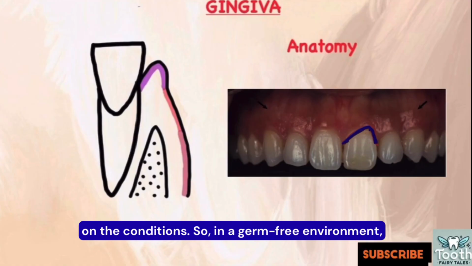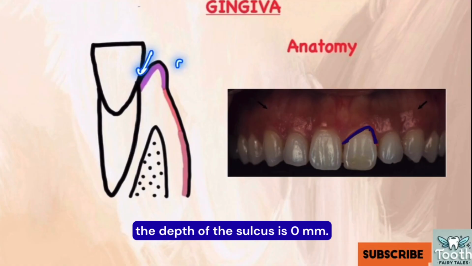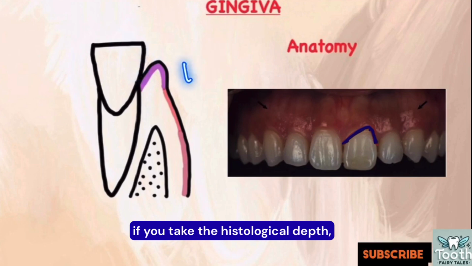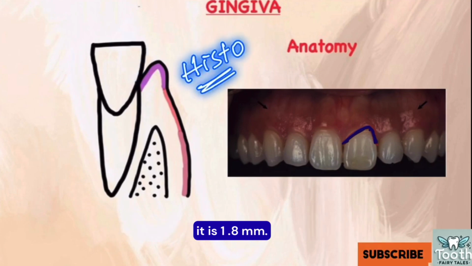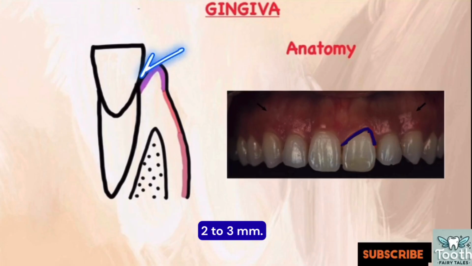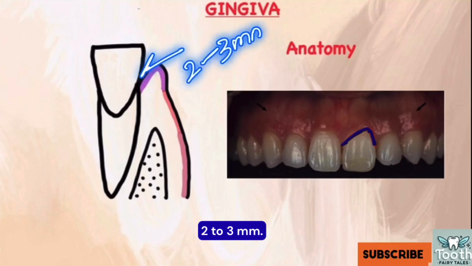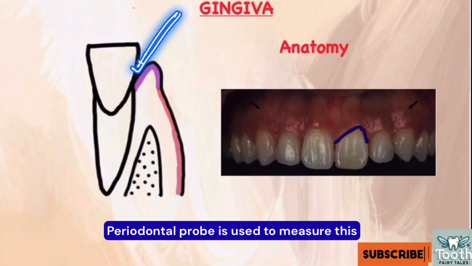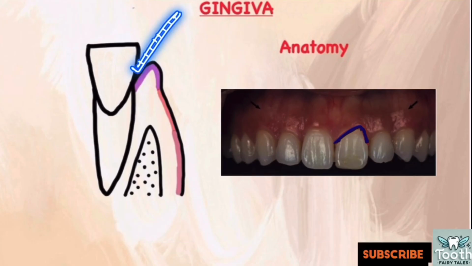So in a germ-free environment, the depth of the sulcus is 0 mm. Whereas in clinically healthy humans, if you take the histological depth, it is 1.8 mm. Probing depth of the gingival sulcus is 2 to 3 mm. Periodontal probe is used to measure this depth.